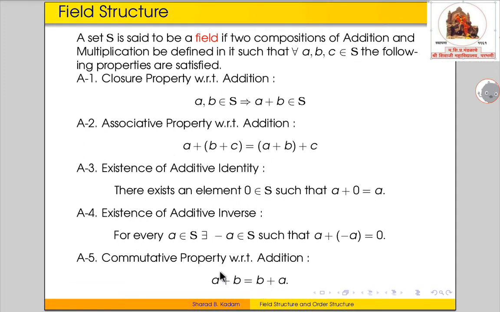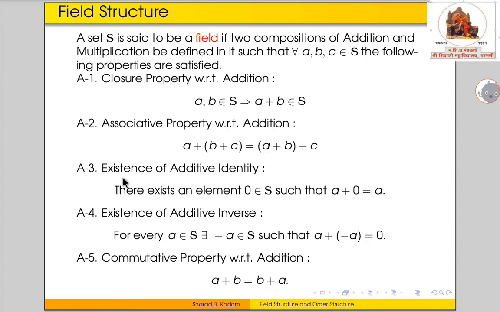So the properties are: first property with respect to addition is closure property with respect to addition, which states that if A and B are in the set S, then their addition A plus B is also in the set S. Second property is associative property with respect to addition, which states that A plus (B plus C) equals (A plus B) plus C.